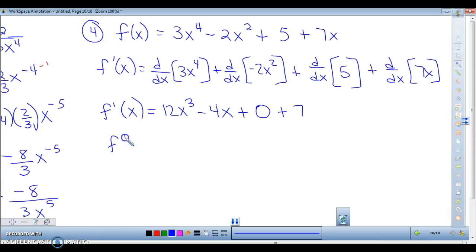Okay, and then we can clean this up, and we can make this 12x cubed minus 4x plus 7, and then that would be our answer. You do not have to do this step for me right here. You can just do that in your head. I'm fine with that. Okay, I was just wanting to break that up for you to show you that this was the sum of 4 different functions, and that you could use your power rule on each function or on each term. Okay.